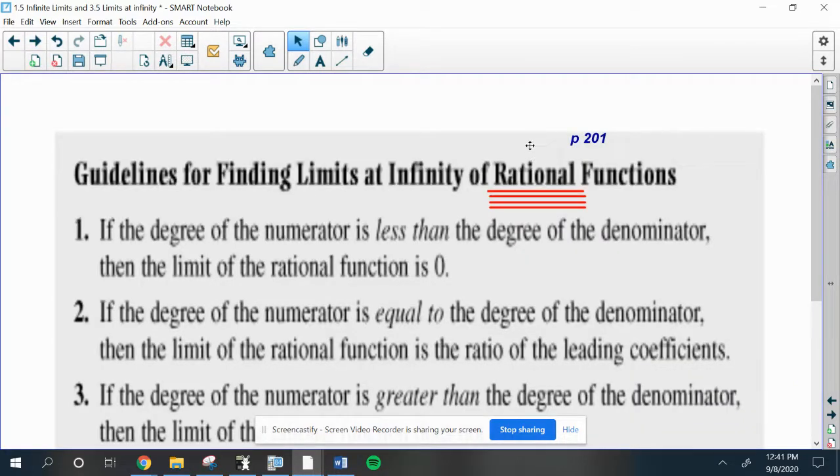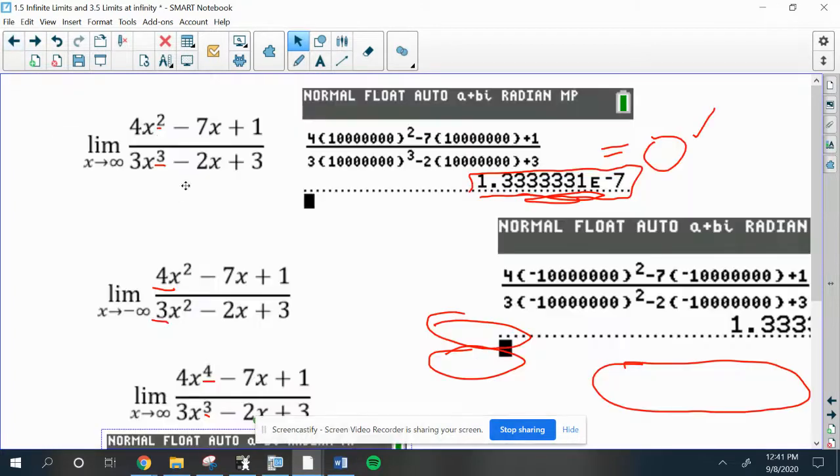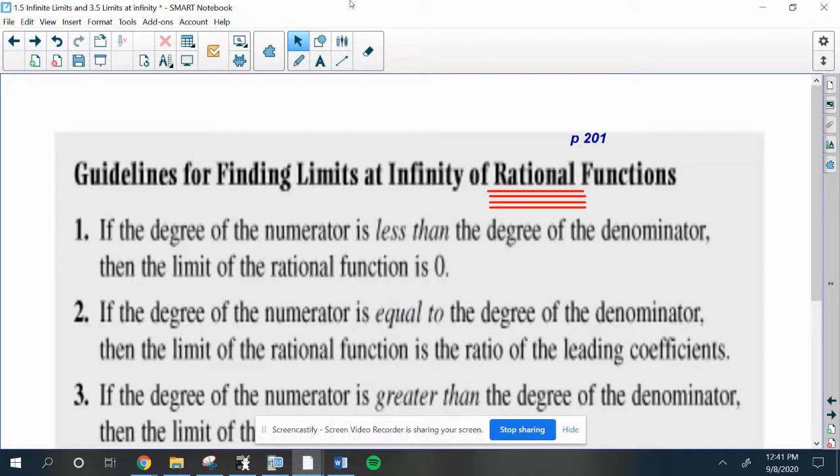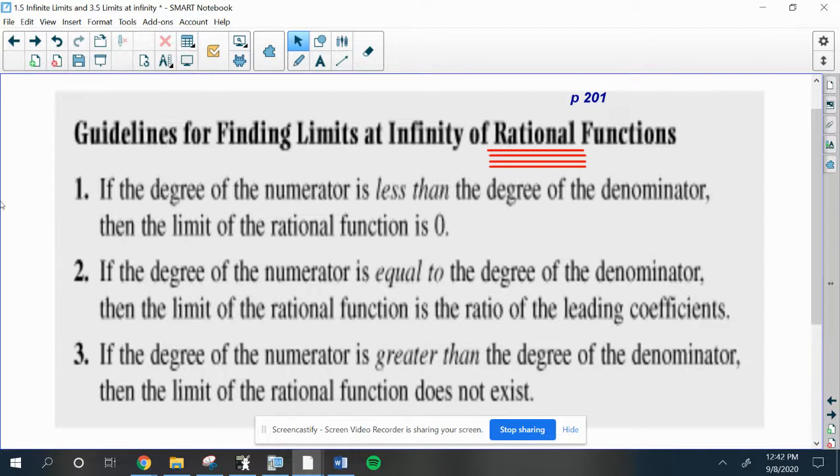So when you're looking at a rational function, and a rational function is a polynomial over a polynomial, so all these are rational. I'll show you a non-rational function next. But when you're looking at a rational function, here's all the rules you learned in Algebra 2 and trig. If the degree of the numerator is less than the degree of the denominator, then you have a horizontal asymptote of y equals 0. Or a limit, an infinite limit that goes to 0. Because infinite limits and horizontal asymptotes are synonymous.